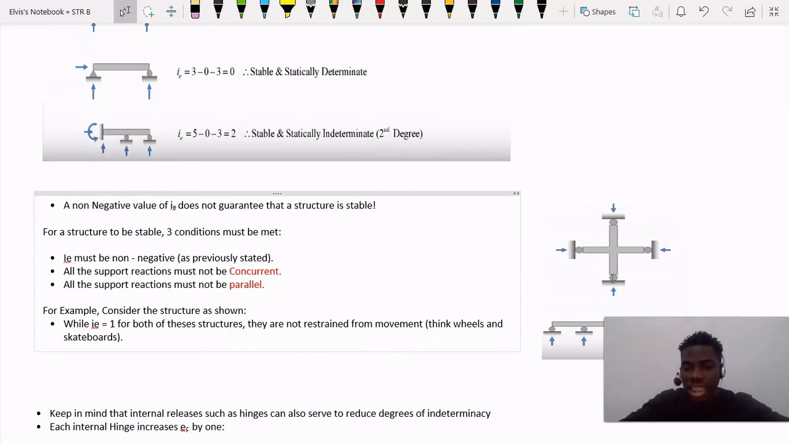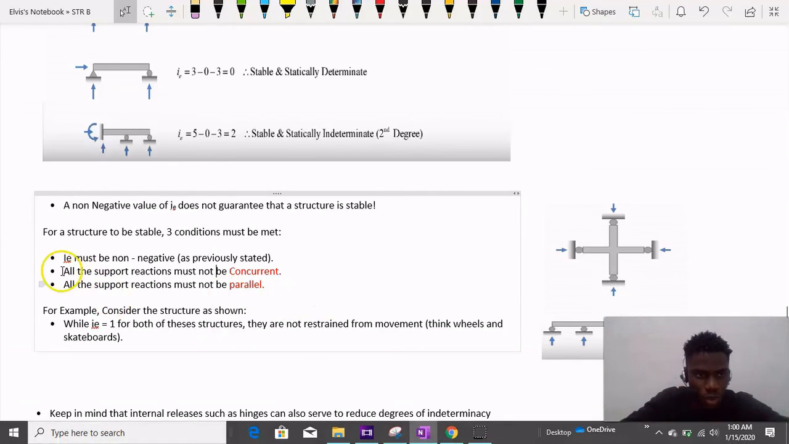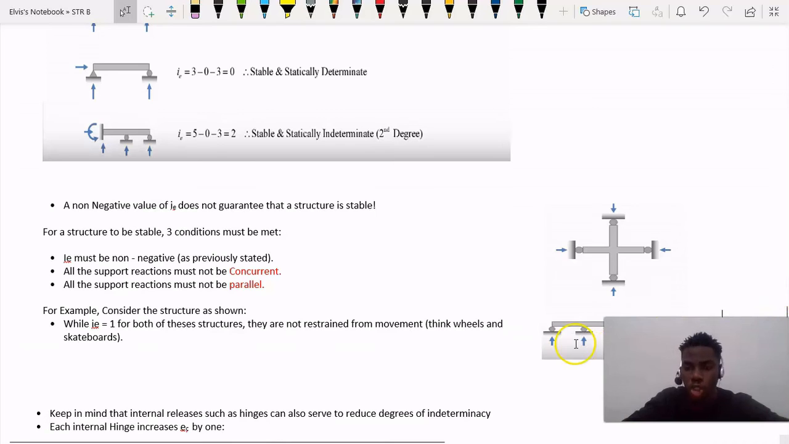Okay, guys. Also, all the support reactions must not be parallel. Now, if you take a look at this, you are going to find out that this beam has 4 unknown reactions, right? Just by looking at it, you might think this is a stable structure. But these are all parallel forces.